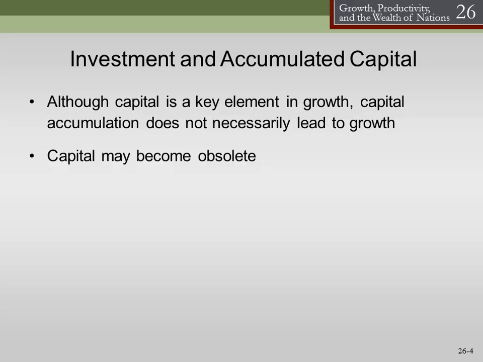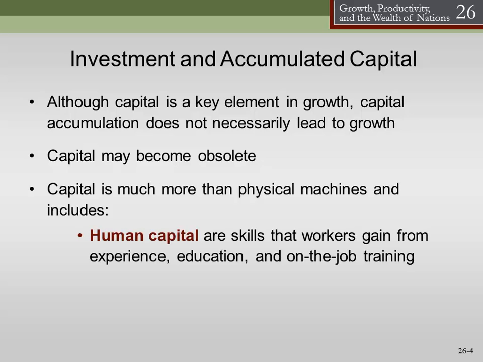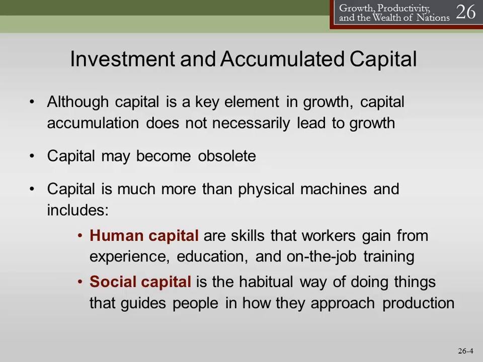There's some problems with capital. Capital can become obsolete. Capital is much more than physical machines. It includes human capital. Human capital is the skills that workers gain from experience, education, on-the-job training. It's the knowledge that you have inside of your head that allows you to do whatever it is that you do. Social capital is the habitual way of doing things that guides people in how to approach production.